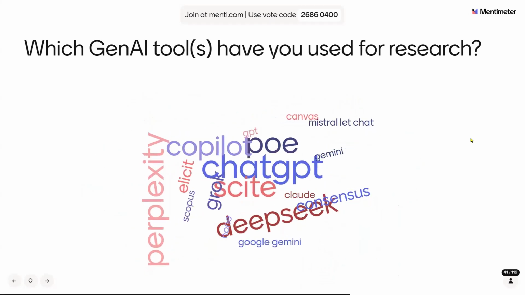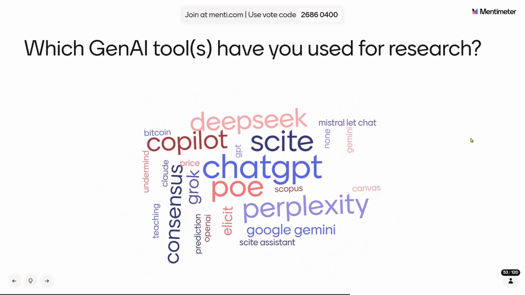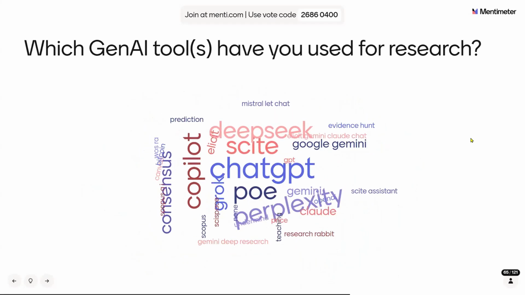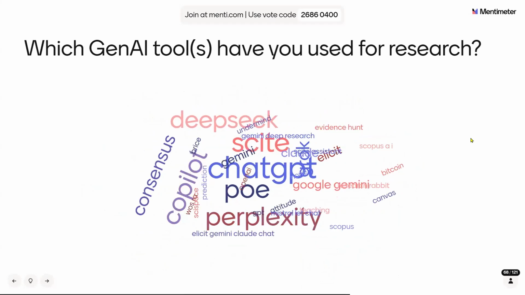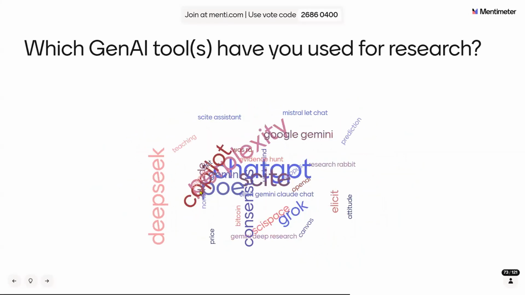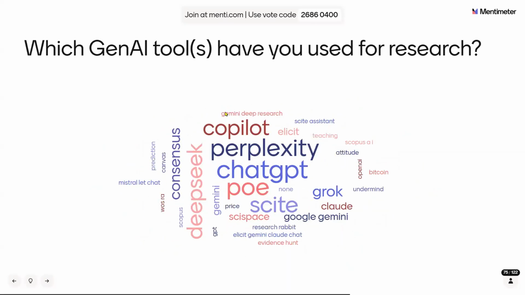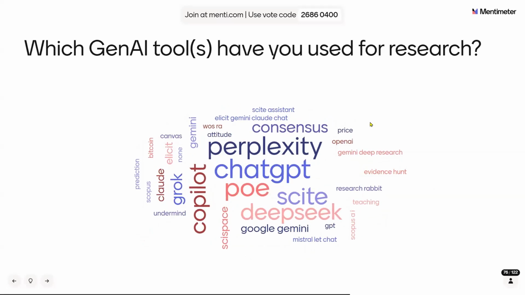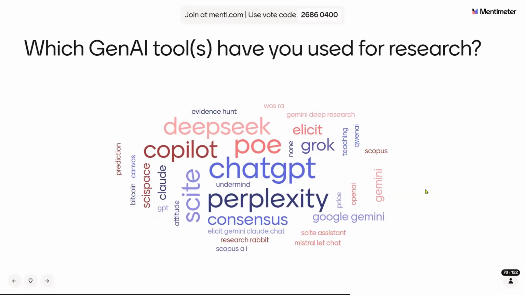Okay, I could see the big ChatGPT in the middle, Copilot, Perplexity, Scite, Consensus, DeepSeek, Google Gemini, Grok, Elicit, yeah, I see POE, which is very popular in Hong Kong, Site Assistant, a Gemini Deep Research. Oh, I've seen some, I think this Mistral, the open source one as well. Interesting. Undermind, okay.